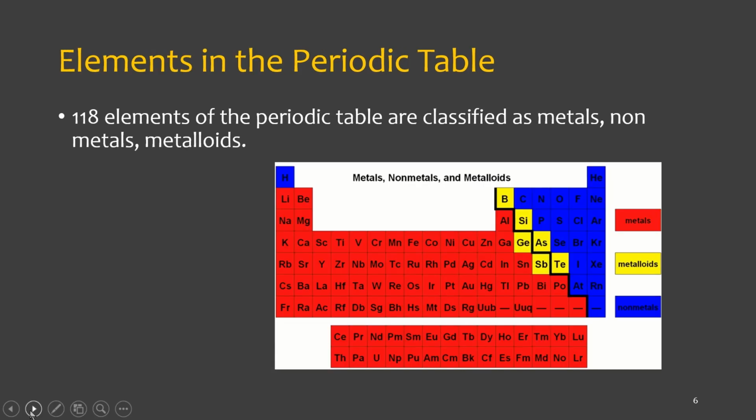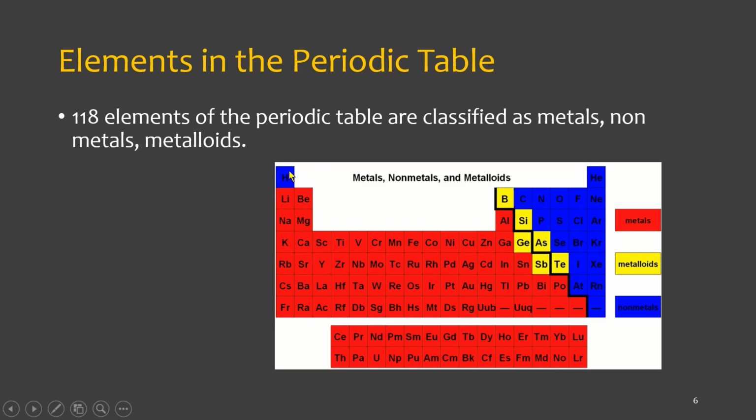Elements in the periodic table. The 118 elements of the periodic table are classified as metals, non-metals, or metalloids. Here you can see all the metals are colored red. And all the metalloids lie along this ladder line which differentiates the metals and the non-metals. The yellow elements are metalloids, like boron, silicon, germanium, and the blue ones along with hydrogen are non-metals.